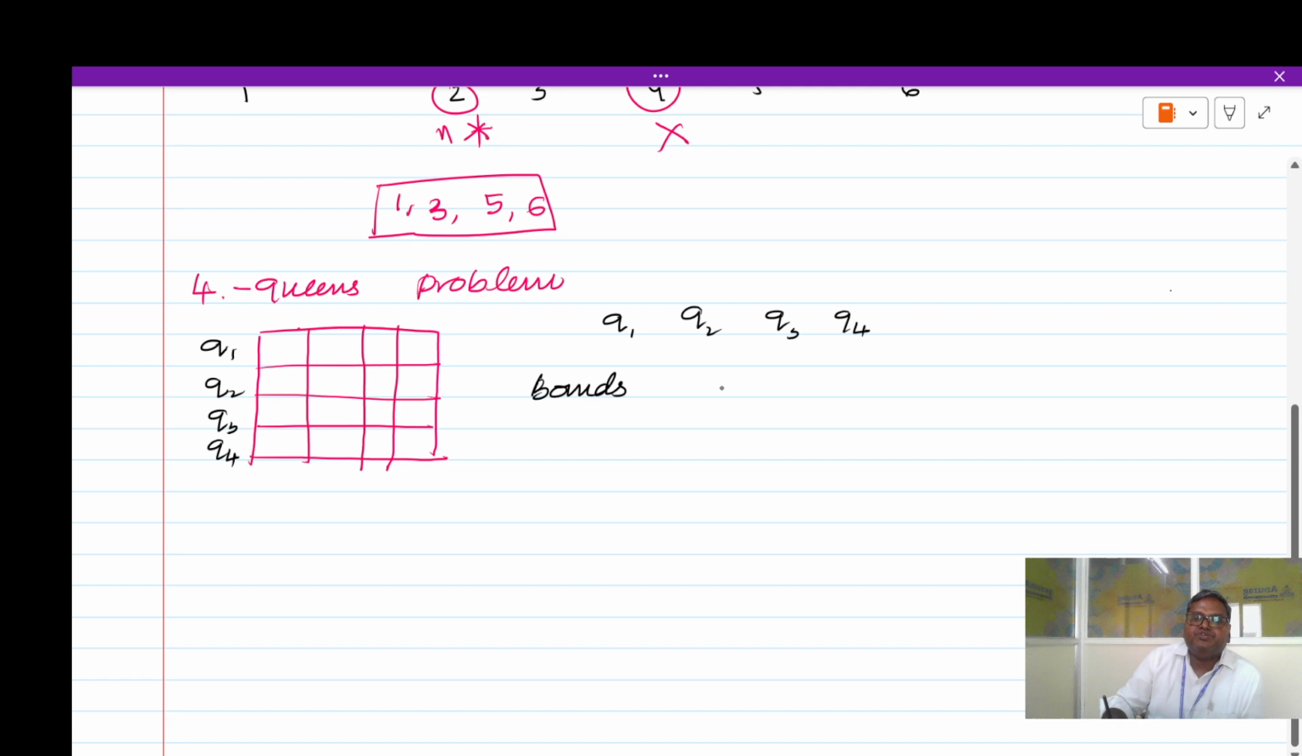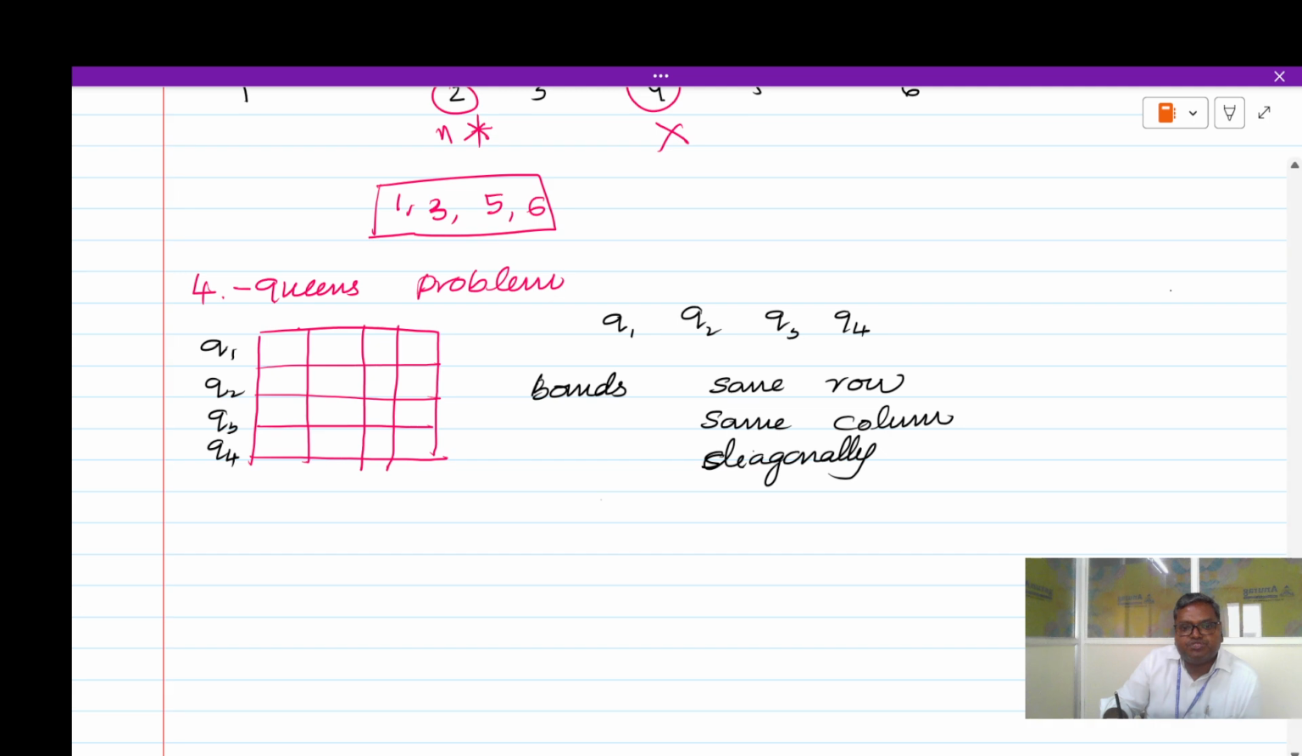Now, the conditions, the bounds, are that no two queens should be placed in the same row. I should not place Q1, Q2, Q3, Q4 in a single row. They should not be placed in the same column, and they should not be placed diagonally or adjacently. So now let us try to explore the space tree.